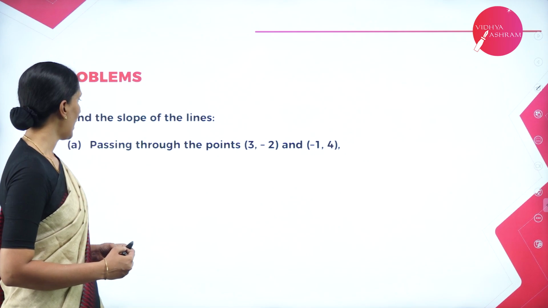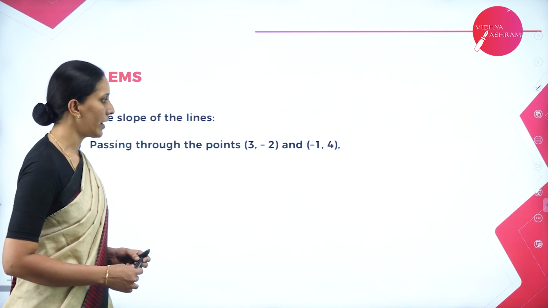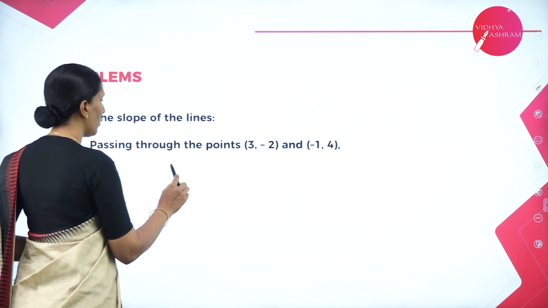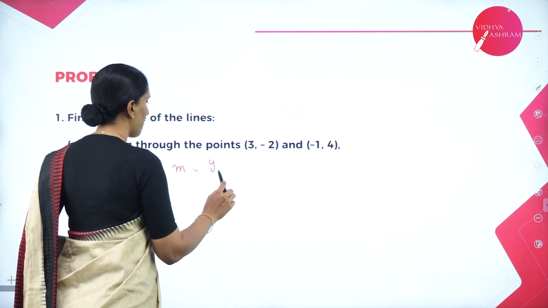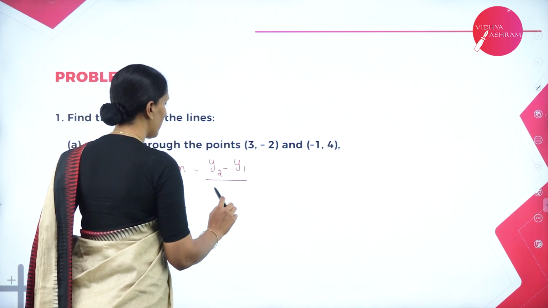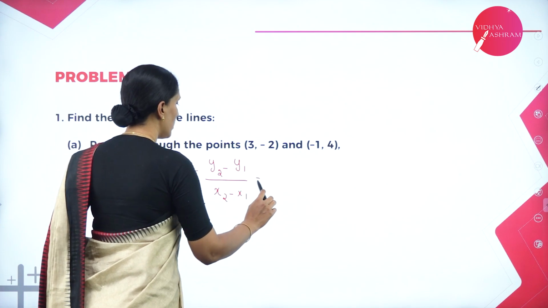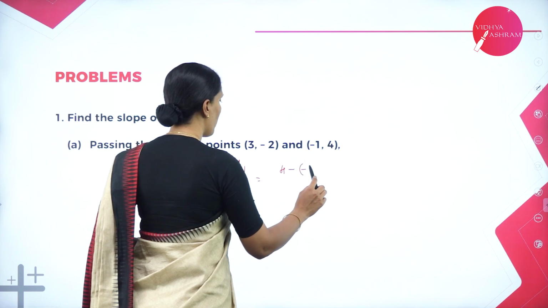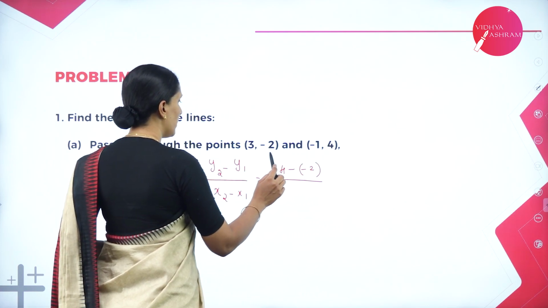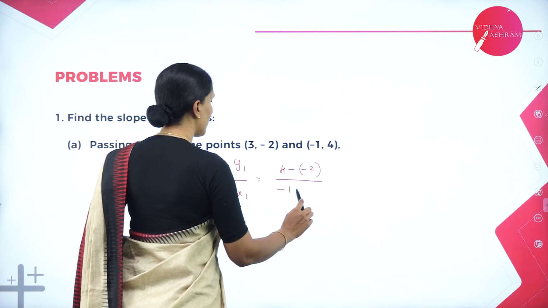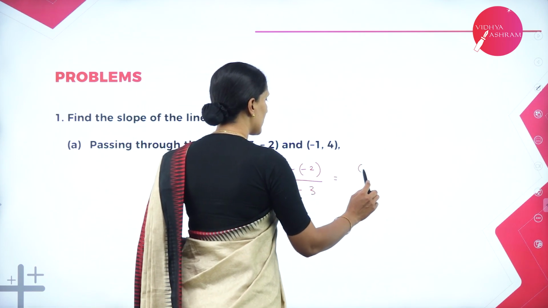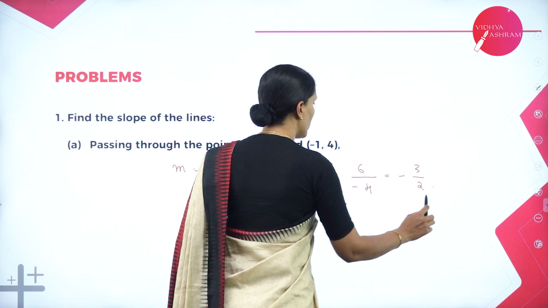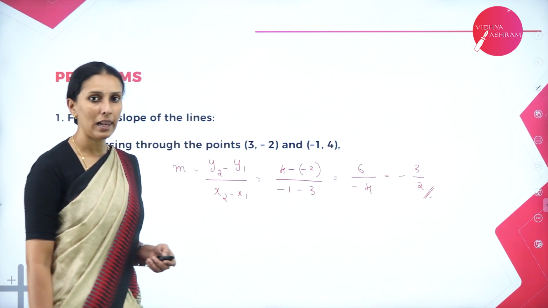Find the slope of the line passing through the points (3, -2) and (-1, 4). Here the points are given. We know slope m is given by y2 minus y1 divided by x2 minus x1. So this is equal to y2 is 4, y1 is minus 2, so 4 minus of minus 2, and x2 is minus 1, x1 is 3, so minus 1 minus 3. So this is 6 divided by minus 4, or we can write it as minus 3 by 2. So this is the slope of the given line.